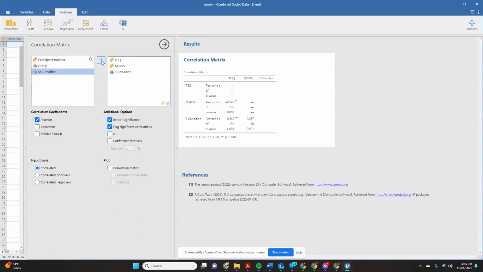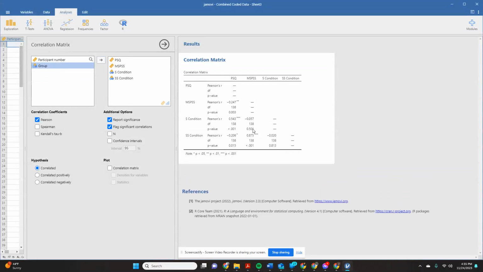And you can come through on your correlation matrix and see y'all had a lot of significant results you're going to be able to work with here. Like your PSQ was significantly correlated with everything. And then your MSPSS can get significant with this. So you have a lot of things to work with.